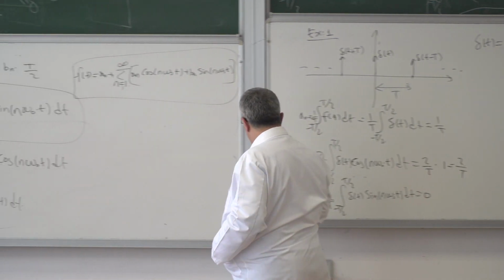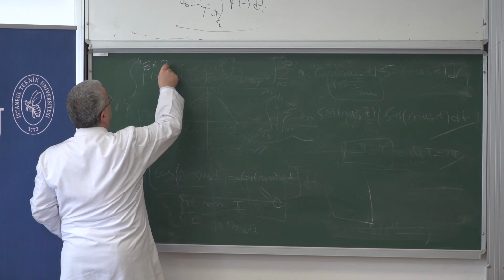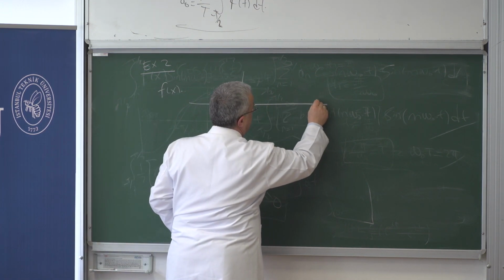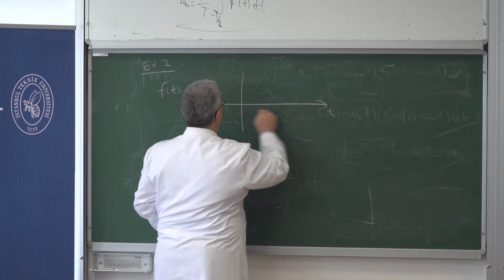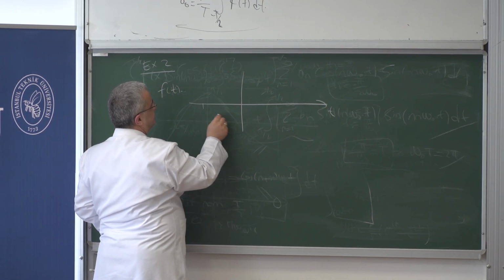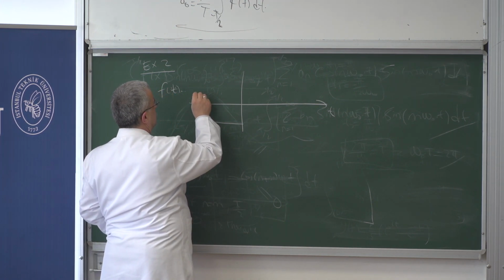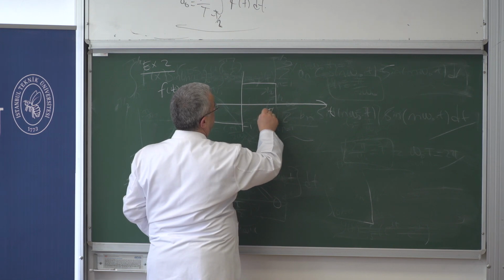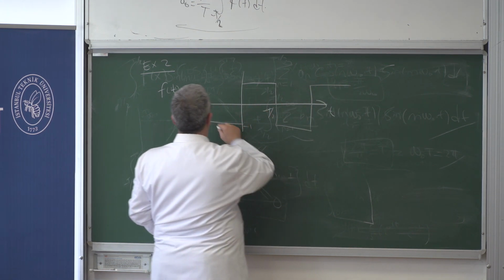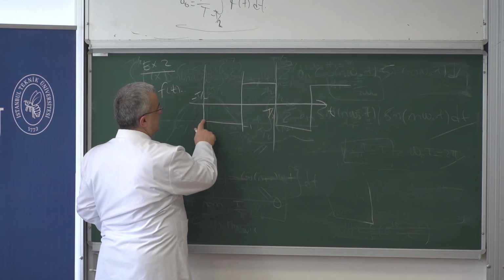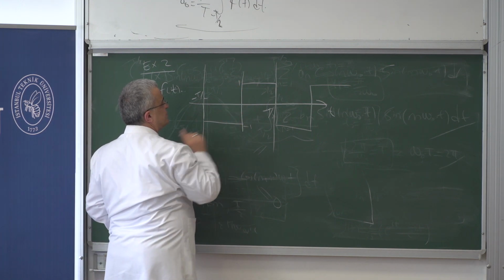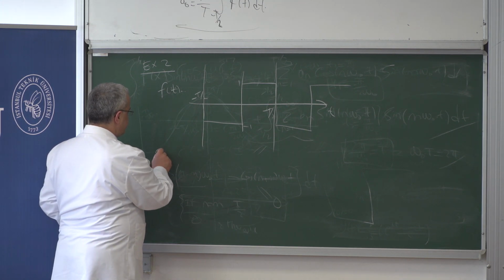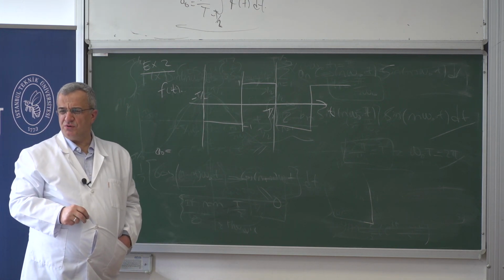Okay, example 2. Let's take f of t defined with this graph here. So this is one period. This is 1, this is -1. Let's calculate A0. What is A0?